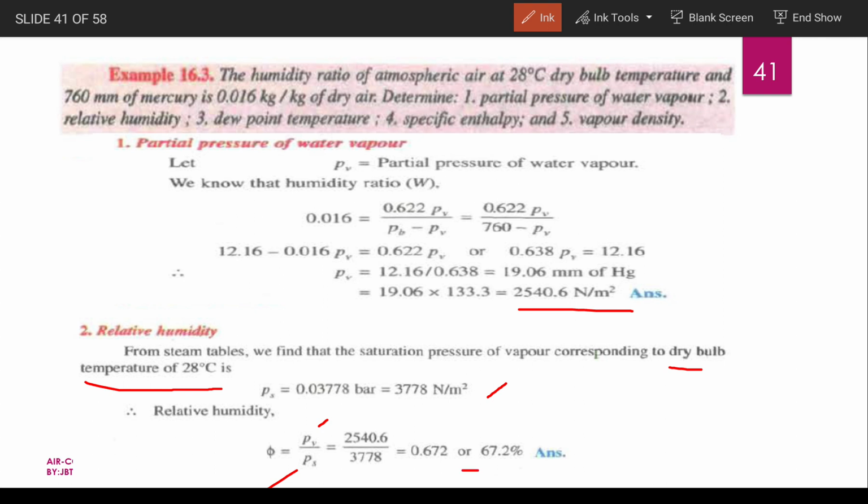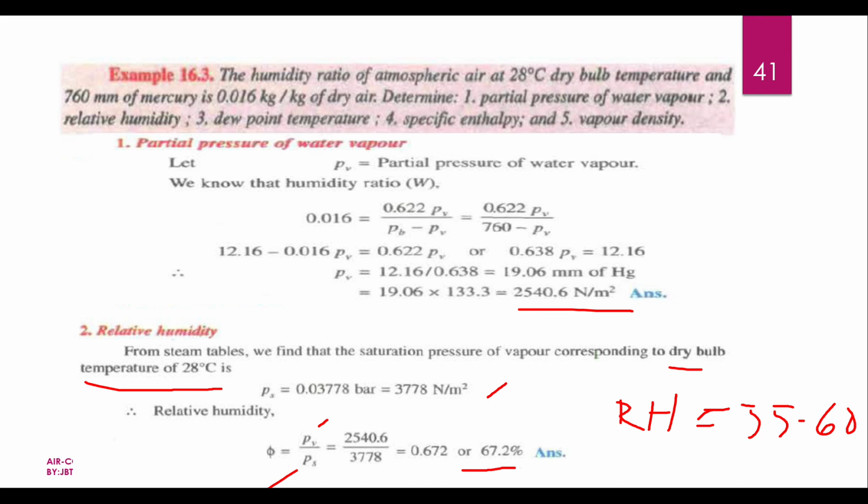Ang medyo mataas yung RH mo, no? Kung ito ay nasa room, unacceptable ito. Kasi ang acceptable lang sa air conditioned room, may limit yan, yung RH. Ang RH na tinatanggap o comfortable sa practice dito sa Pilipinas, I think, is 55 to 60%. So ito mataas na to. Medyo hindi na gano'ng komportable yan.